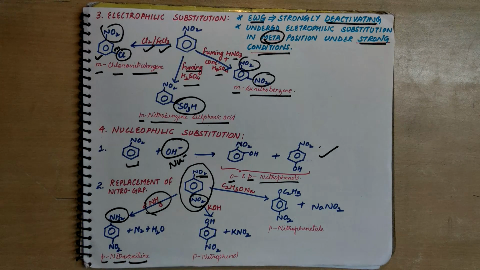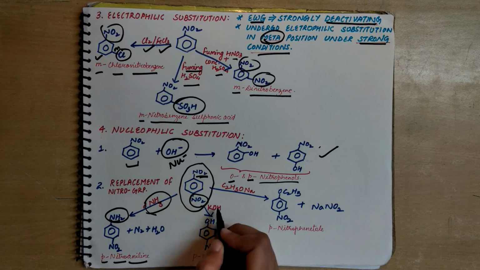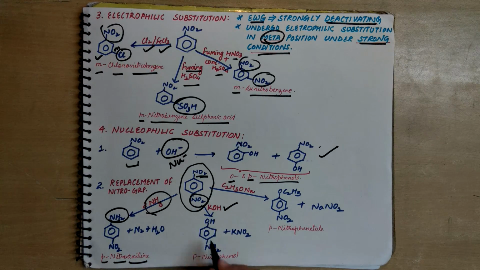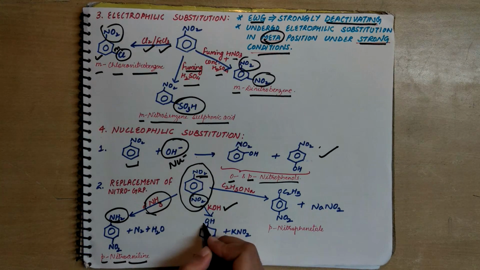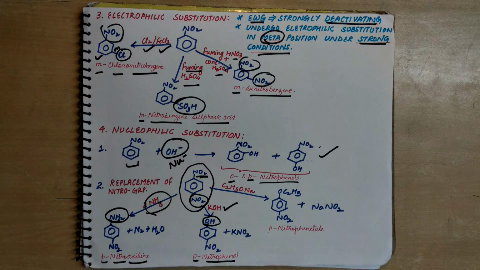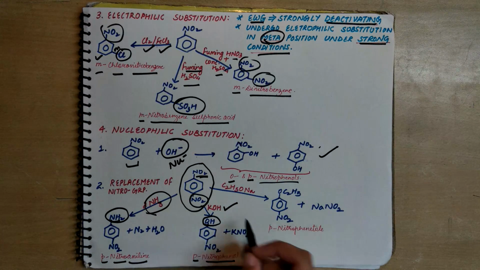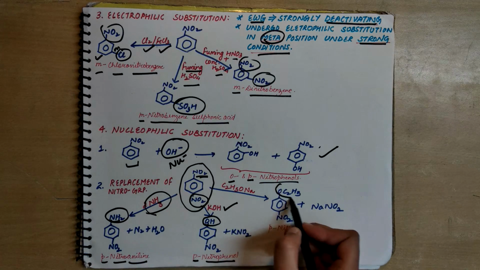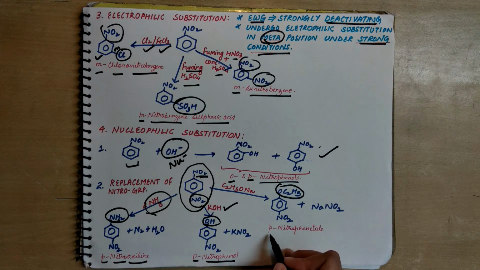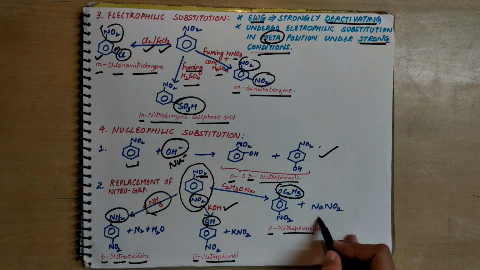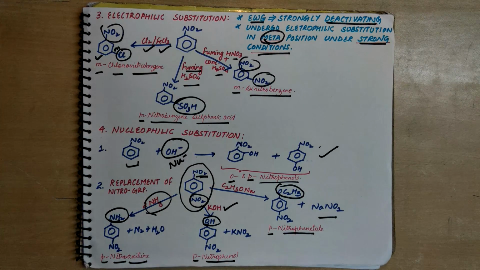That is the nucleophile. If the reaction is carried out in the presence of KOH, then we get para-nitrophenol. That means this nitro group is replaced by the OH group. Now if we take C2H5ONa, then this nitro group is replaced by OC2H5. So we get para-nitrophenol plus NaNO2 as a byproduct.